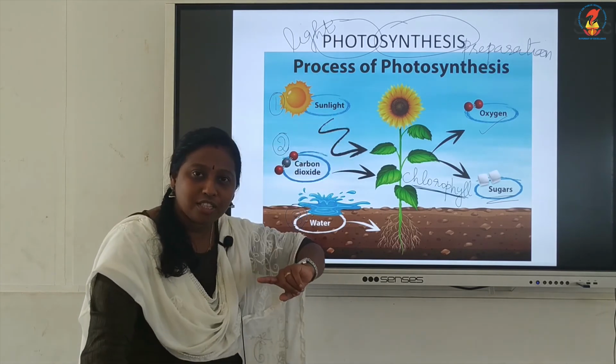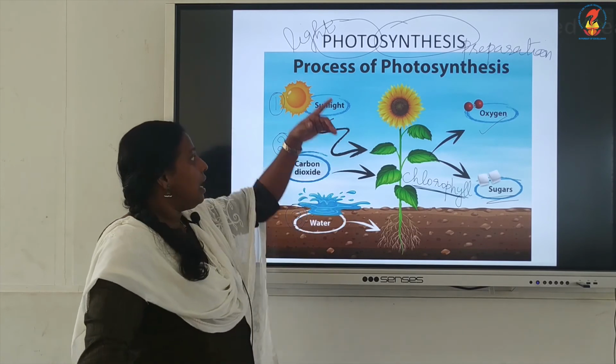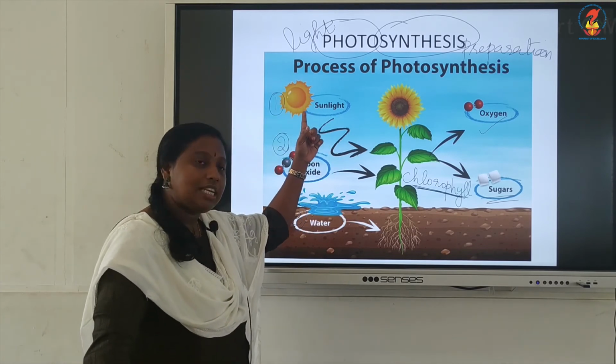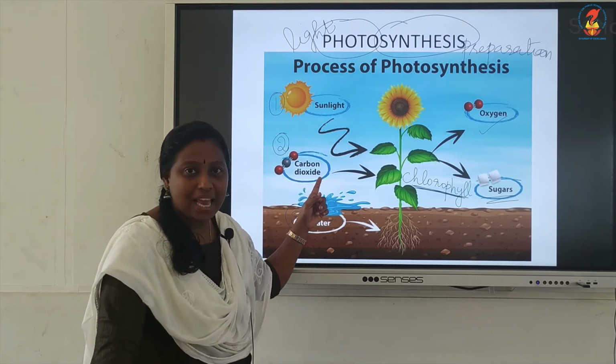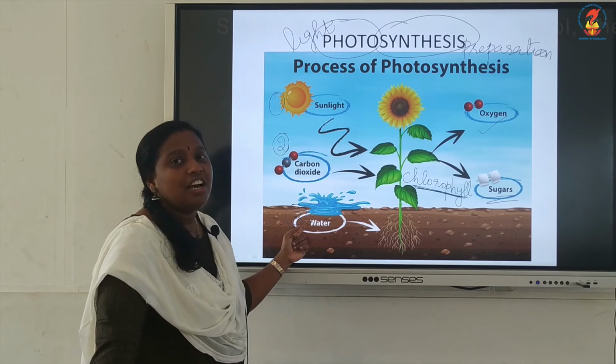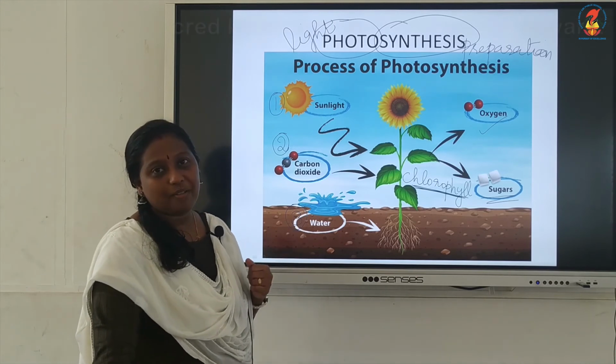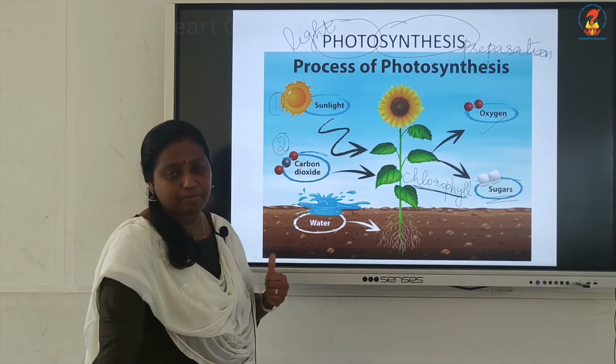For doing photosynthesis, what all things does a plant require? A plant requires sunlight, which it gets from the sun. Then it requires carbon dioxide, which it will get from the air. Then it requires water, which it will get from the soil. The roots will be absorbing the water from the soil.